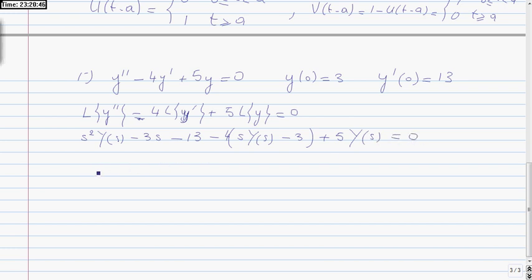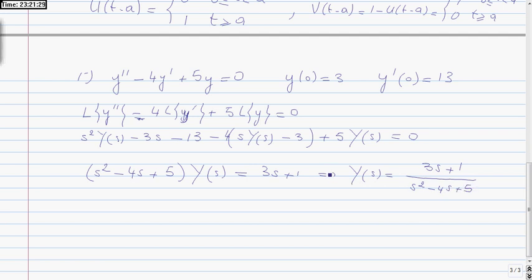So factorize with Y of s, we obtain s squared minus 4s plus 5 times Y of s. And then the terms minus 3s, we bring to the right side, becomes 3s. We have minus 13, here we obtain plus 12, so it will be minus 1, in the right side becomes 1. Which means Y of s is 3s plus 1 over s squared minus 4s plus 5.